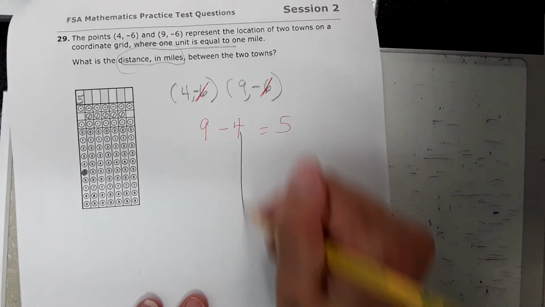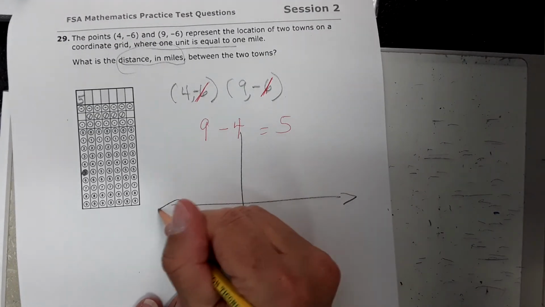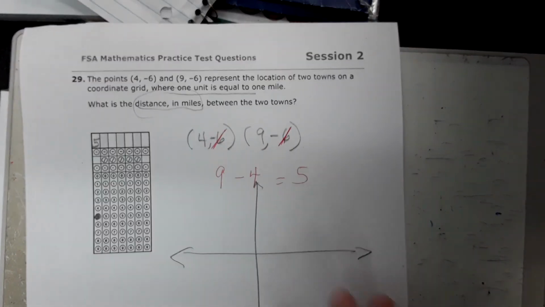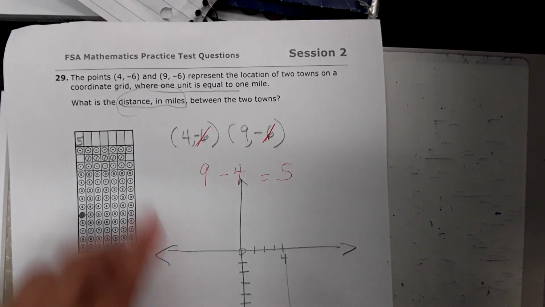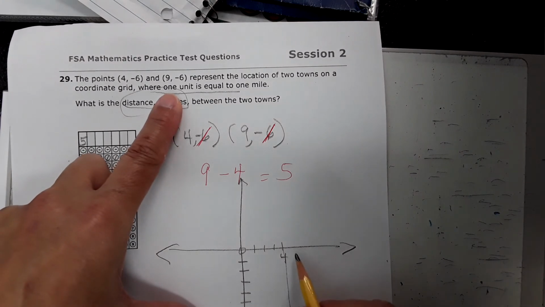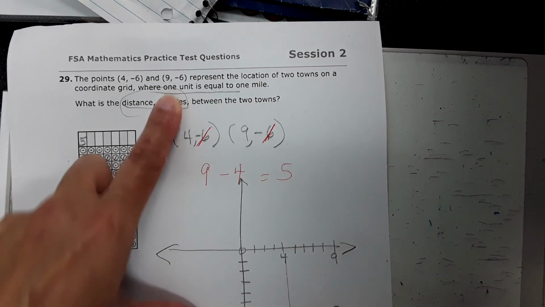All right, the other way is if you had graph paper, and I think when you take your FSA, you are going to get graph paper. You can always use the graph paper. So here's 0, 1, 2, 3, 4. And then I got to do -1, -2, -3, -4, -5, -6. Here's -6. So where they meet is one of the points. Here's -6, right? And then 9, -6. So here's 4, 5, 6, 7, 8, 9. Here's 9. 9, -6 would be here.